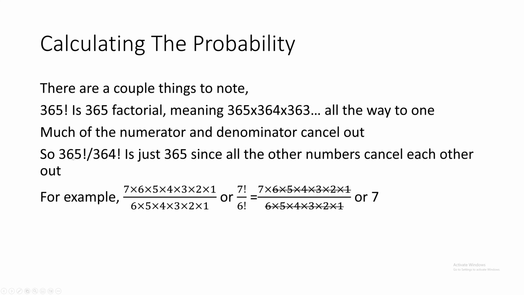So for example, if you had 365 factorial over 364 factorial, it is just 365 because you have 365 times 364 times 363 times 362 divided by that same string just starting one number lower at 364. And for a simpler example, because obviously we don't have space to do 365 factorial, if you had 7 factorial divided by 6 factorial, you would have 7 times 6 times 5 times 4 times 3 times 2 times 1 divided by 6 times 5 times 4 times 3 times 2 times 1. And you can see here that these would just cancel out, which would leave 7 over 1.